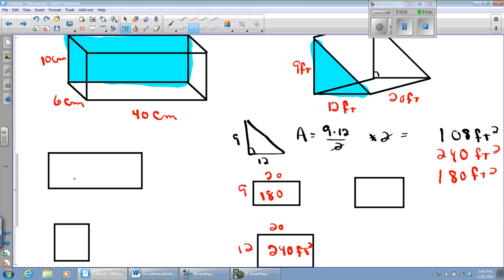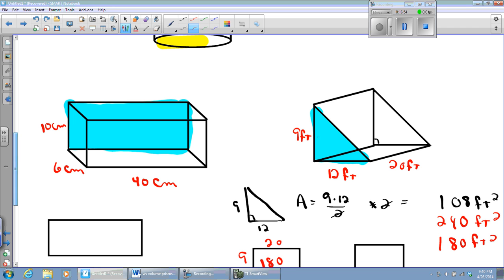Now, the other one, I don't have enough information because I know it's 20 feet, but I don't know what this dimension is. Well, what do I have there? A right triangle. You guessed it. I'm going to go to the Pythagorean theorem. A squared plus b squared equals c squared. Most important side is c. I'll fill that in. How did I know it was x? Because it's across from the right angle.